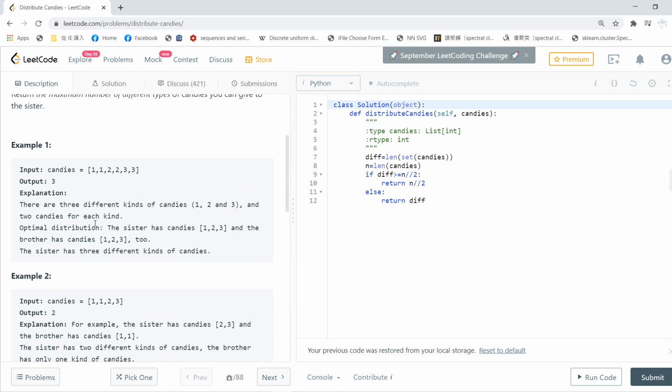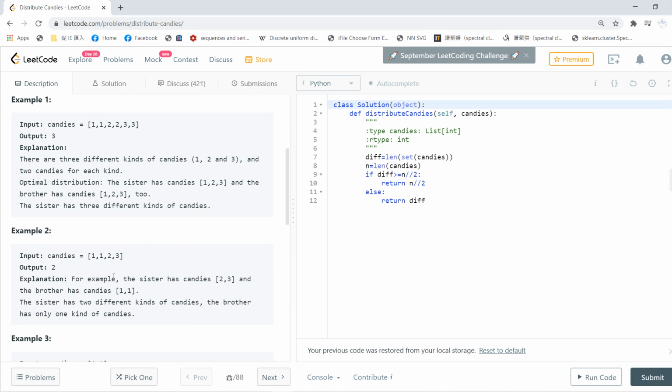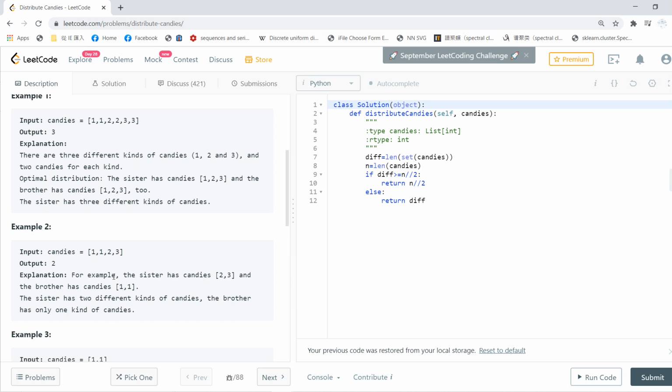The first one is 1, 1, 2, 2, 3, 3. So you can let the sister get 1, 2, 3. So the maximum should be 3. And the second is 1, 1, 2, 3. So you can let the sister get 2, 3, and keep going.